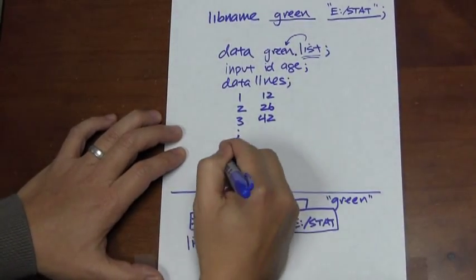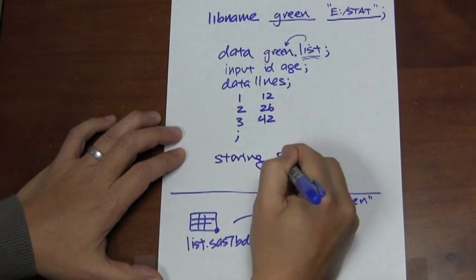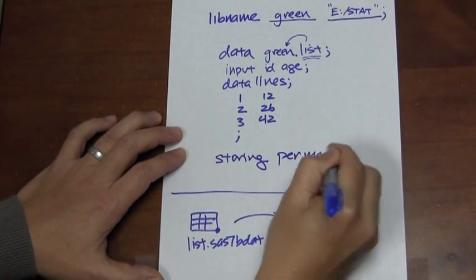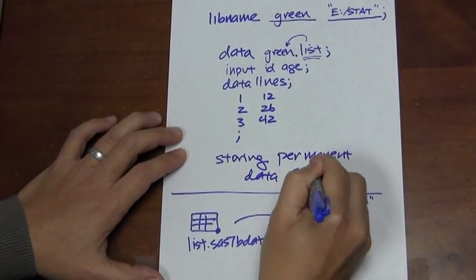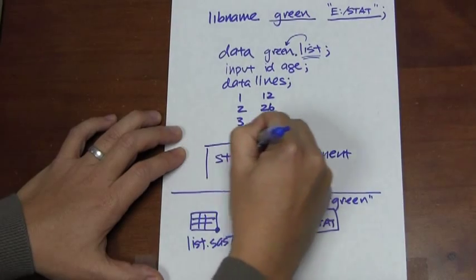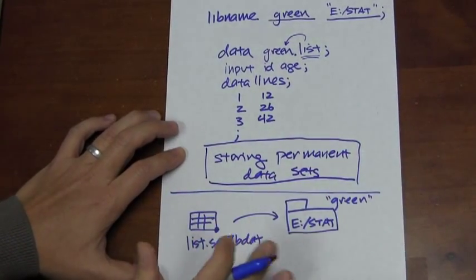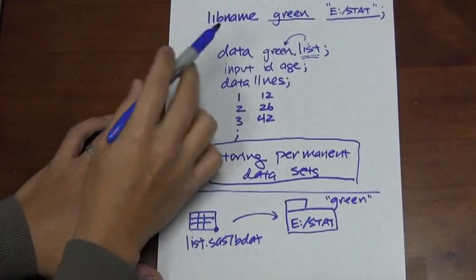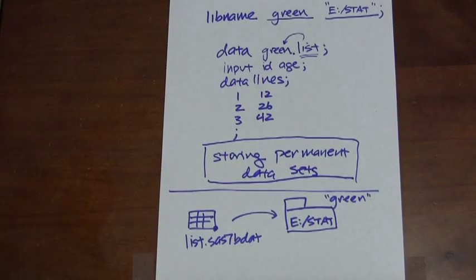So this is all about storing permanent data sets. Alright. So hopefully that makes sense on what we're trying to accomplish with this LIBNAME statement. Okay. Keep this in mind, and then we'll go on to my last example here.